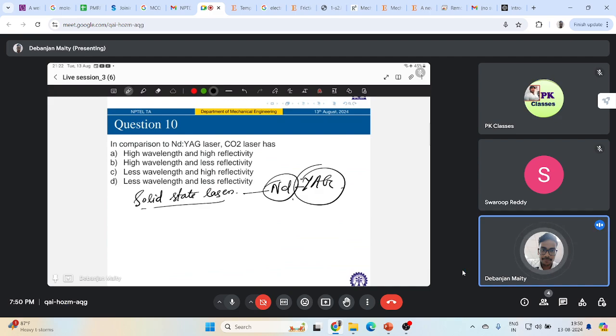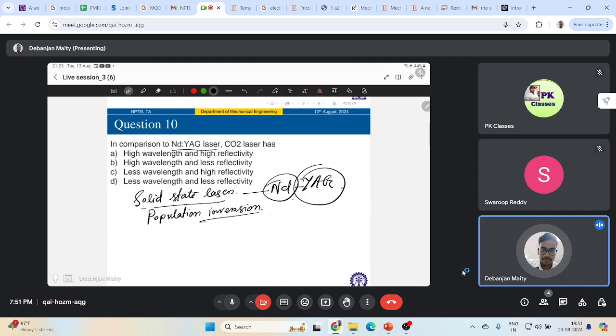Lasing occurs when these excited electrons return to their normal energy state. We call it population inversion. I'm not going into detail as such, just get the term. Whenever they come back from the excited state to the normal energy state, at that point there will be this lasing action.